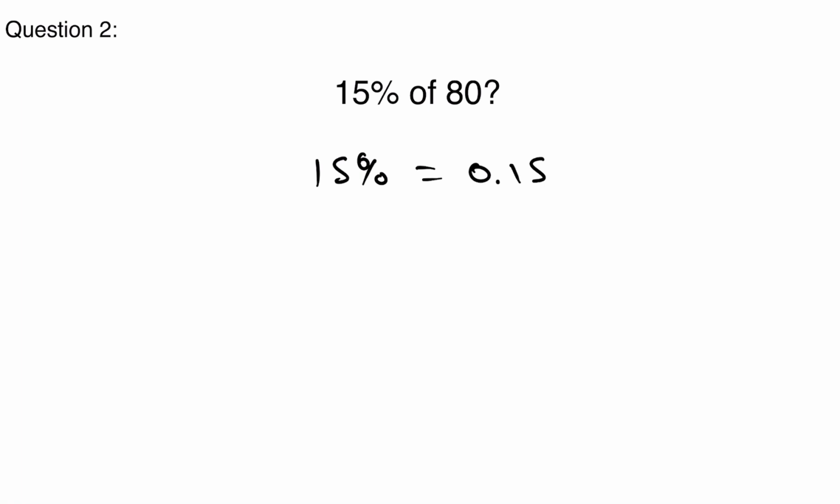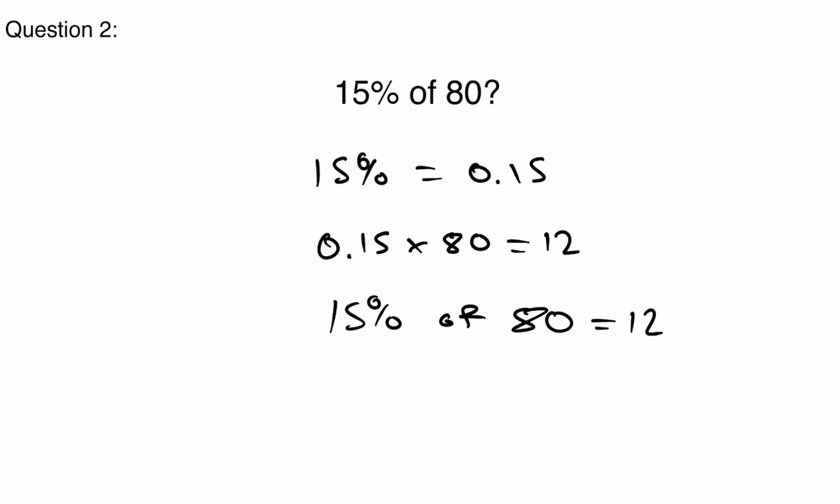So now that we have our decimal, 0.15 times 80 is equal to 12. And that means that 15% of 80 is equal to 12.